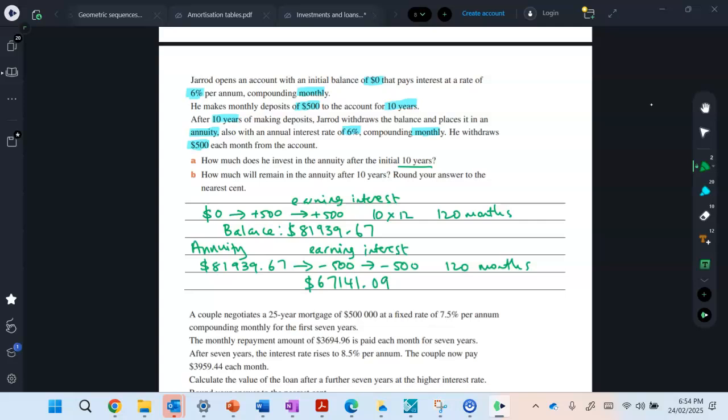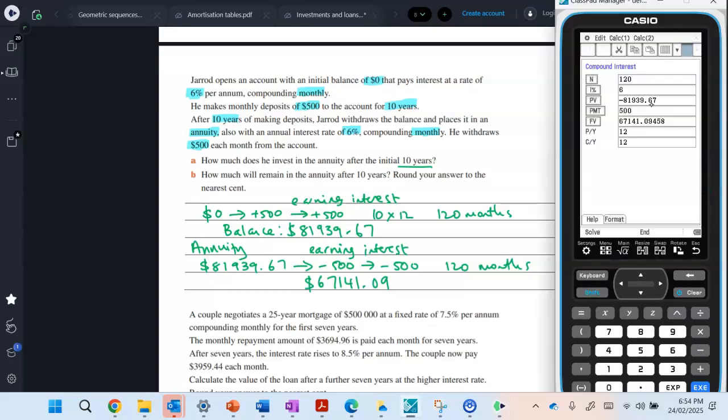All right, so still earning interest, and 6% is quite a high interest rate. I actually thought it would be a little bit lower than that, so I might just double check my values. Looks pretty good though. So 10 years, withdrawing $500. Okay, well, looks pretty good. All right, let's move on.